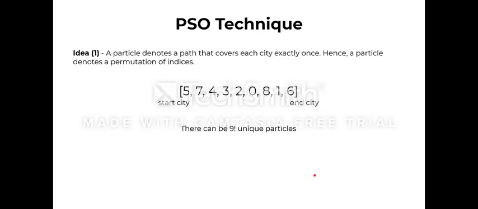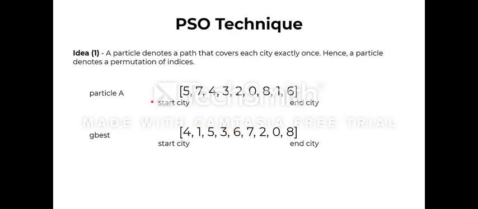Let us have a look at the first idea. Since each particle denotes a path that covers all the cities exactly once, a particle can be a permutation of the indices of the cities. I have taken an example. It is a particle that denotes a path from the fifth city as the start city and ends at the sixth city. We can have 9 factorial unique particles.